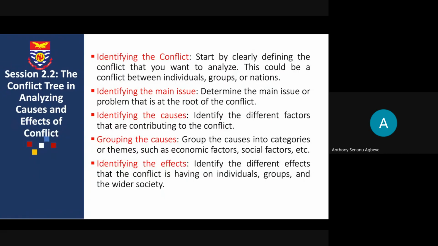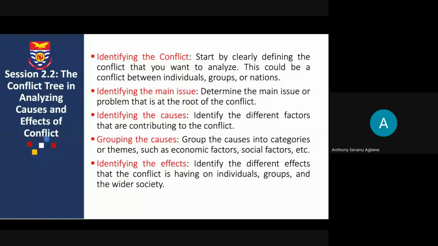So you need to also group the causes so that we'll be able to tell which ones are economic, which ones are social, which ones are cultural. By cultural, we mean if it's religion, chieftaincy, and all those kinds of issues that relate to culture, right? So you need to group those conflicts.